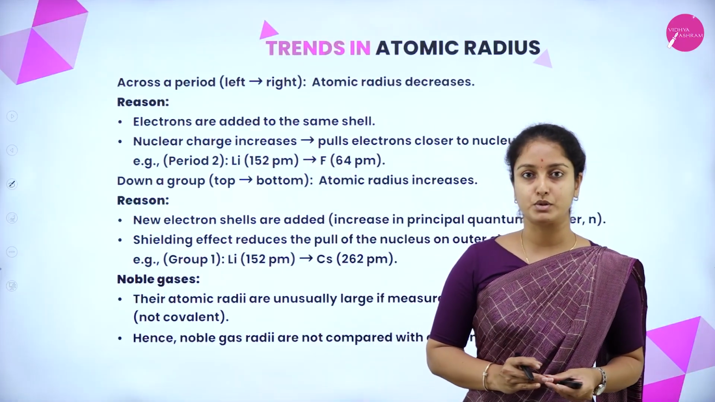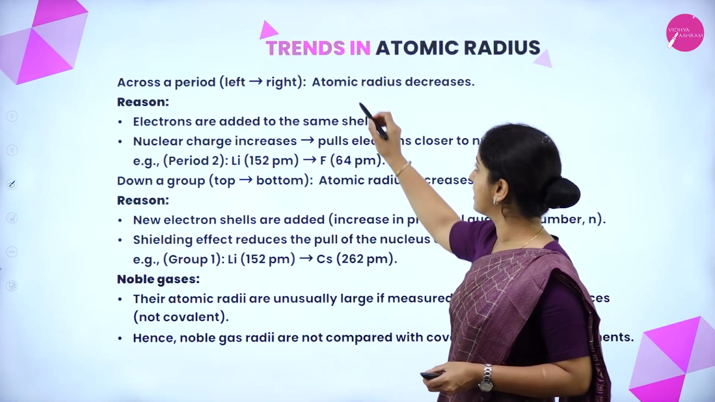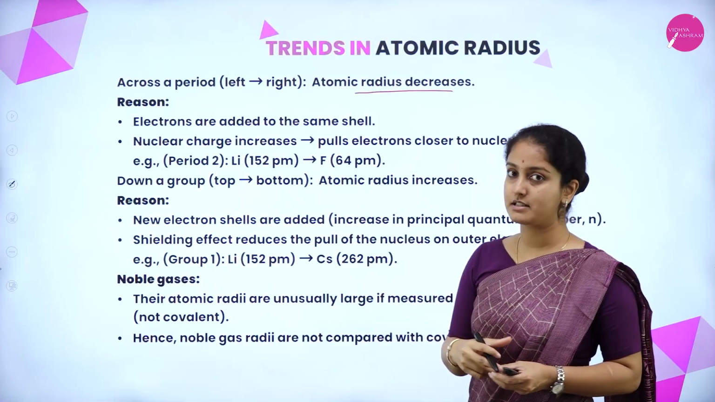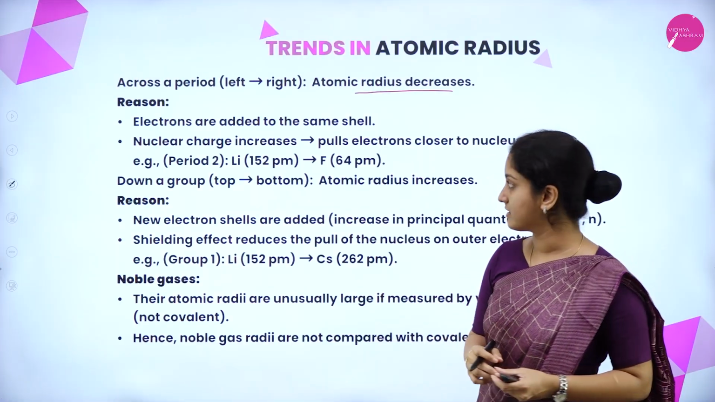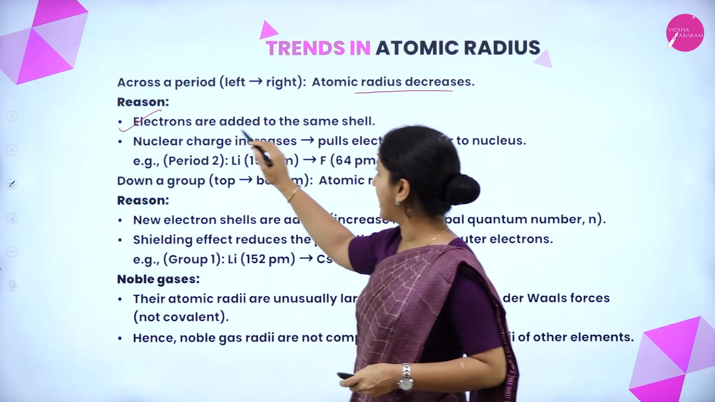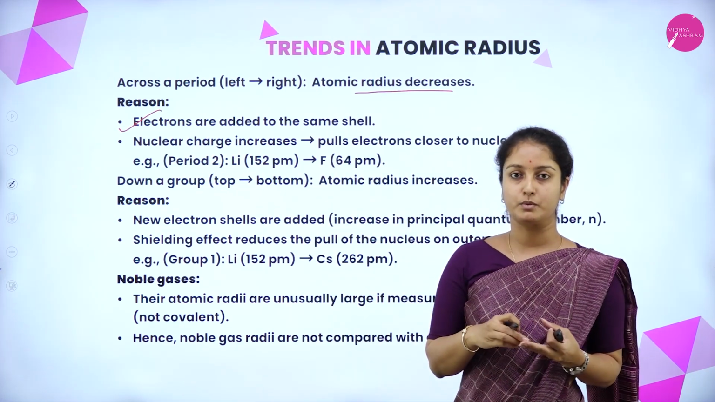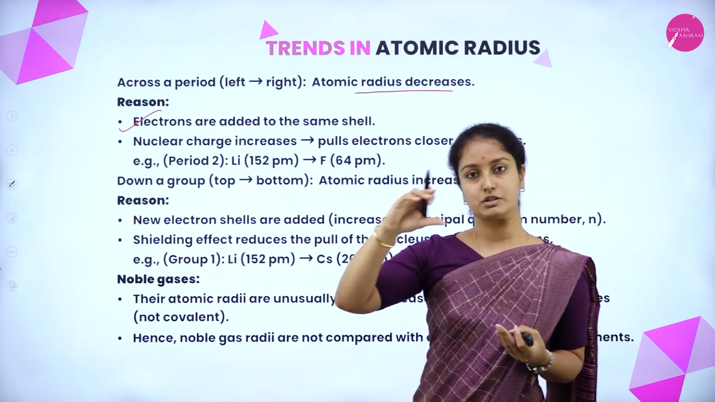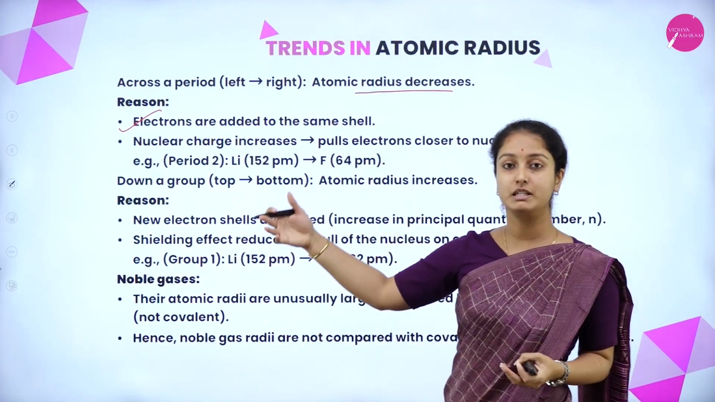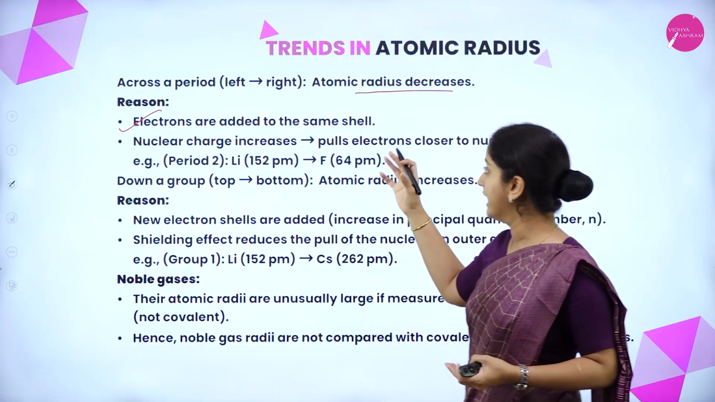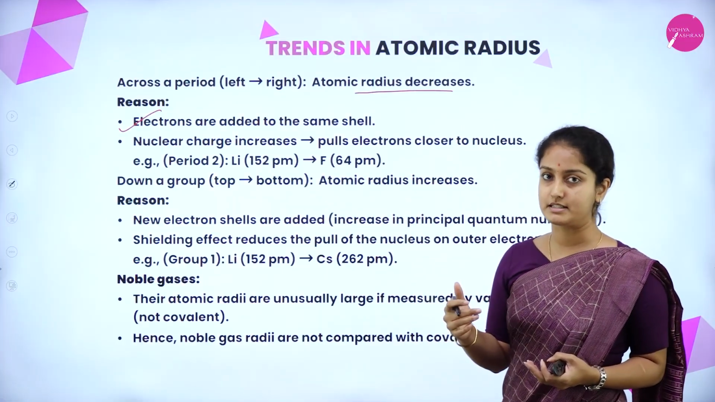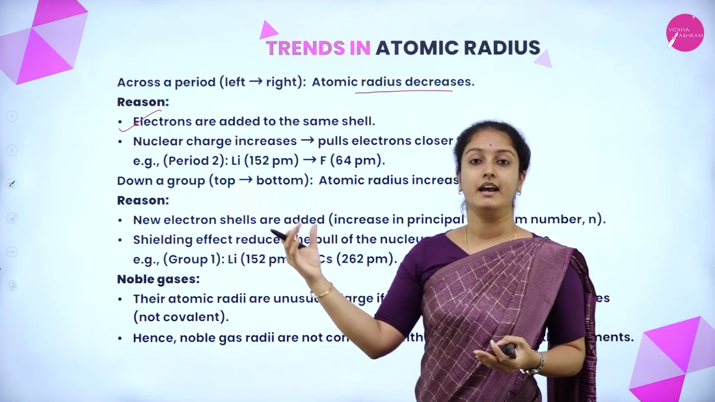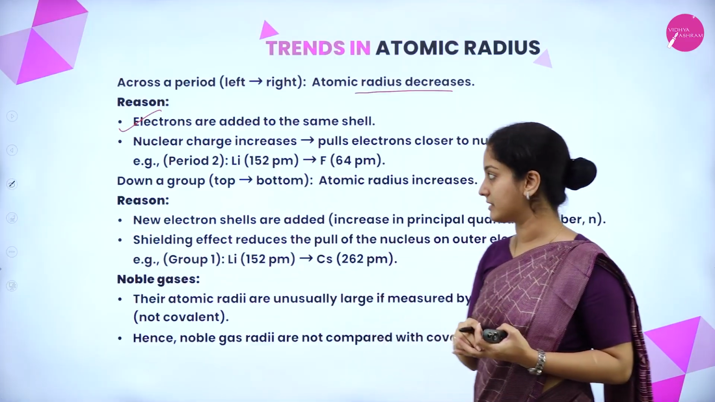Then what would be the atomic radius across a period is, across a period atomic radius decreases. What is the reason for decreasing of atomic radius? So the electrons are added to the same shell, so that would be K shell or L shell or M shell. So when you go across a period, the shell will be the same. So that means if nuclear charge increases, it pulls the electrons towards itself. So nucleus consists of positively charged particles, so that is the reason electrons will be attracted towards itself.